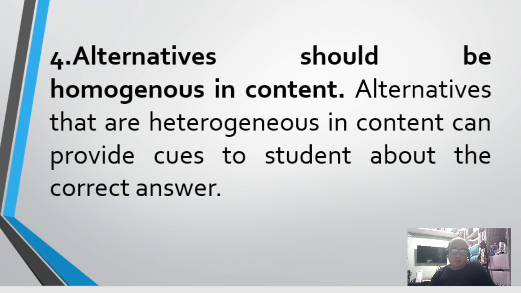Alternatives should be homogeneous in content. Which means to say that they should not be heterogeneous. All alternatives that are heterogeneous in content can provide cues to a student about the correct answer. So as much as possible, we refrain from giving alternatives which are heterogeneous because they can give clues to students about the correct answer.